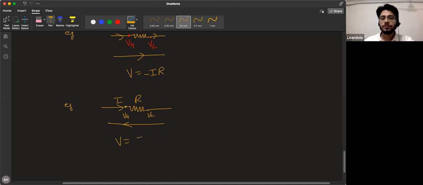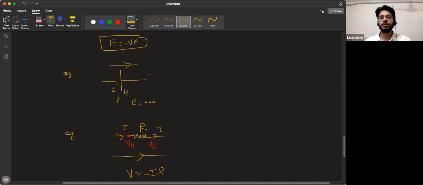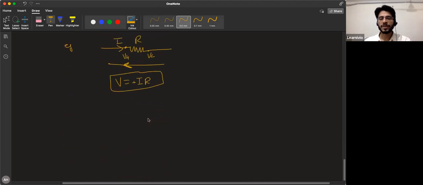Minus IR. See, are you going from lower to higher or higher to lower? Higher to lower. See, look at this arrow. Sorry, lower to higher. So it will be plus IR. This is how we'll use this convention: rise is positive and fall is negative. Good, Alia. Now, once you know this, the sign convention is clear.